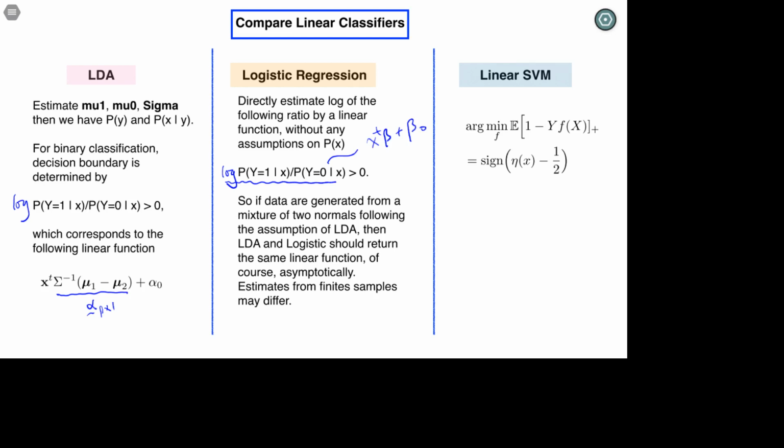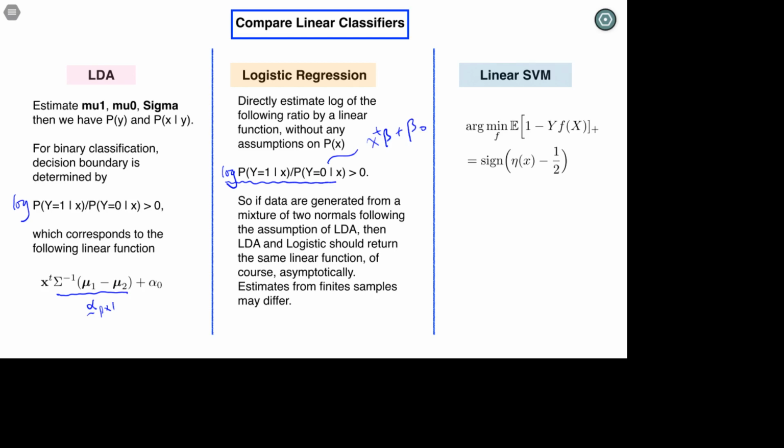Agree? So if data are generated from a mixture of normals, like what the LDA specified, meaning we know the whole data generating process, and if I get enough data, the linear function from my LDA and the linear function from my logistic regression should be the same. Agree? Because in LDA, you basically wanted to learn the log of this likelihood ratio. It's a linear function. And in logistic regression, you directly model this as a linear function. But when the truth is a linear function, of course they are the same. Okay? So if data are generated from LDA assumption, then they should be the same.